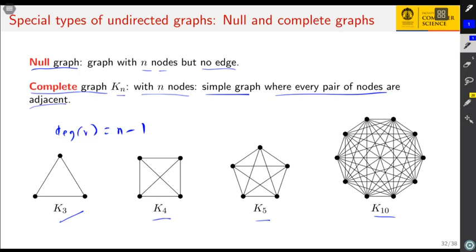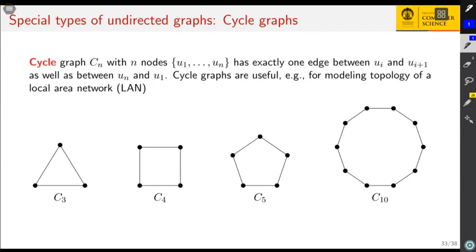So that's a complete graph. Another special graph is the cycle graph. The cycle graph has n nodes, say u1, u2 up to un, and there is exactly one edge between ui and ui plus 1, and also from un to u1. Now, cycle graphs are useful, for example, in modeling the topology of a local area network in a computer network. So here is C3, so you have a cycle, and this is called a cycle graph.